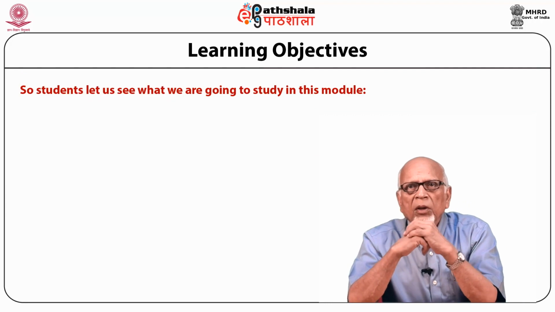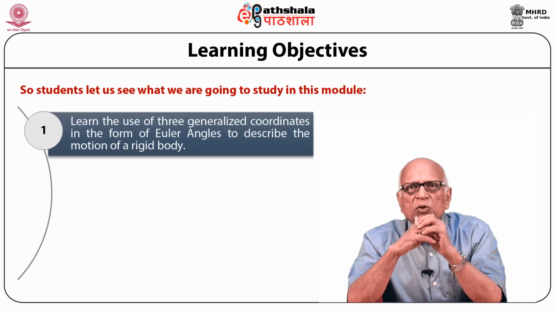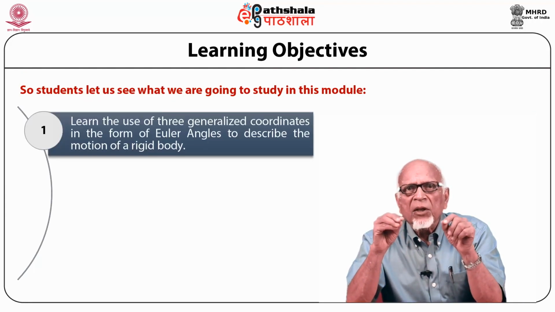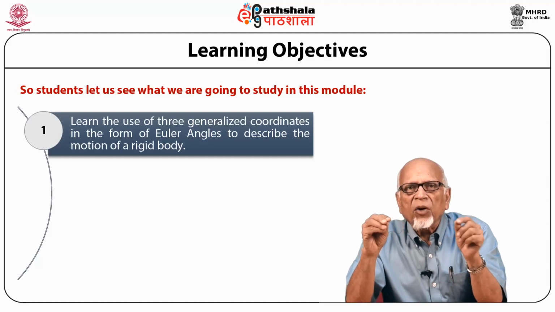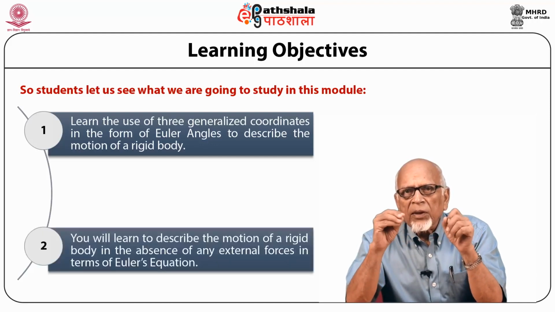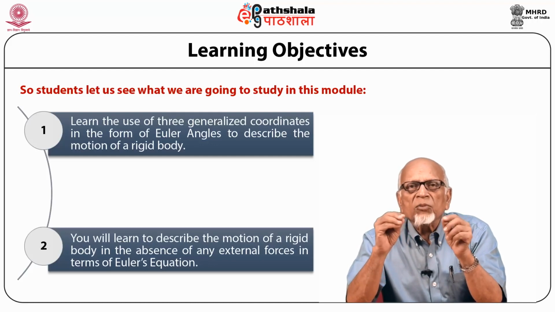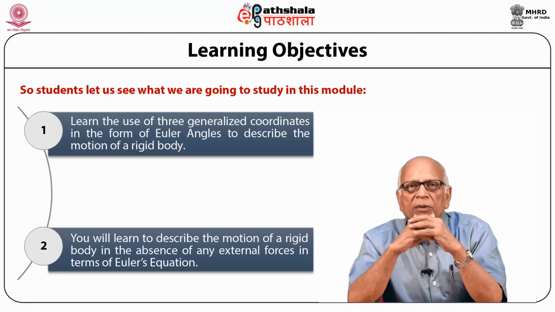Today we will continue to discuss the motion of rigid body, part 2 from the paper Classical Mechanics. After studying this module, you should be able to understand and learn the use of three generalized coordinates in the form of Eulerian angles to describe the motion of a rigid body. You will further learn to describe the motion of a rigid body in the absence of any external force in terms of Euler's equations of motion.